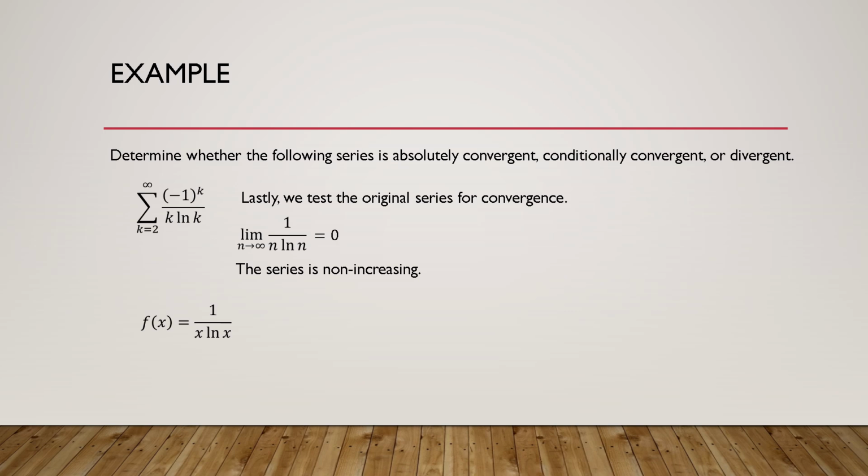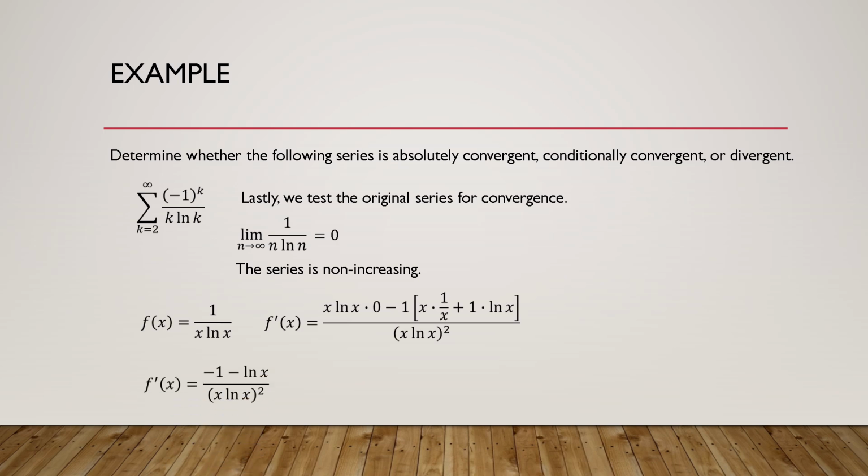We do this using the quotient rule as in the previous step and arrive at f prime of x equals x times the natural log of x times 0 minus 1 times the quantity of x times 1 over x plus 1 times the natural log of x, all over x times the natural log of x quantity squared. Again, this simplifies to f prime of x equals negative 1 minus the natural log of x over x times the natural log of x squared. If we consider this on the interval from 2 to infinity, it will always result in a negative number. This tells us that the function is decreasing for all x greater than or equal to 2.